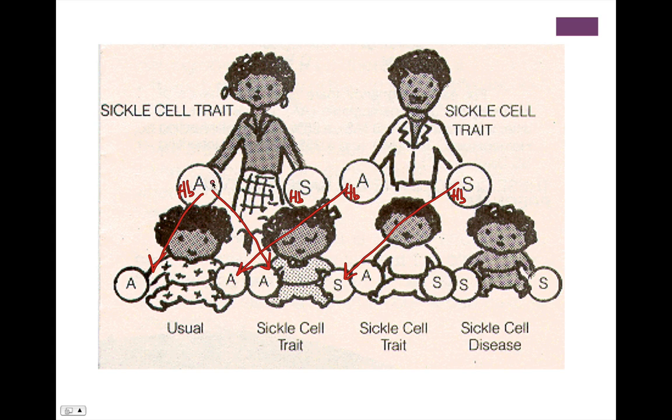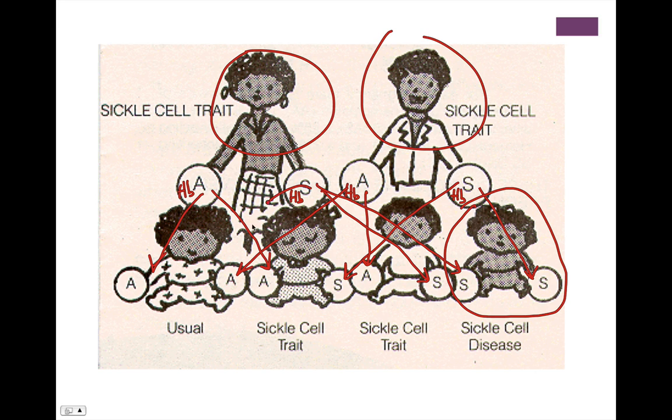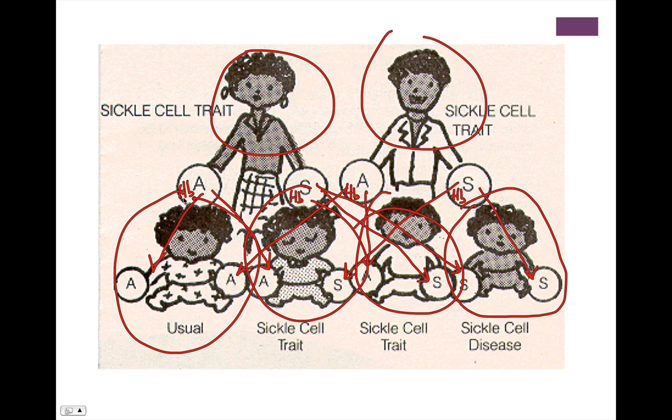It's getting the HBA from mom, the HBS from dad. This baby here is getting the A from dad and the HBS from mom. And then lastly, this baby here is getting the S from mom and the S from dad. So in this case, this baby is going to have full-blown sickle cell disease, whereas mom and dad are carriers, as well as these two children. This baby here does not have the sickle cell allele combination in any way, shape, or form.